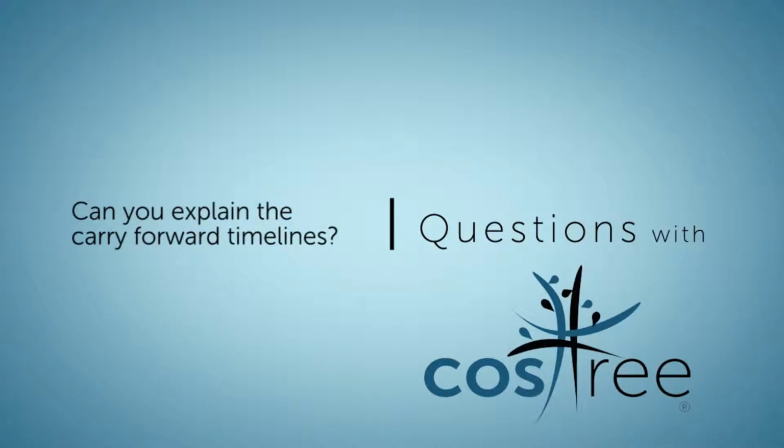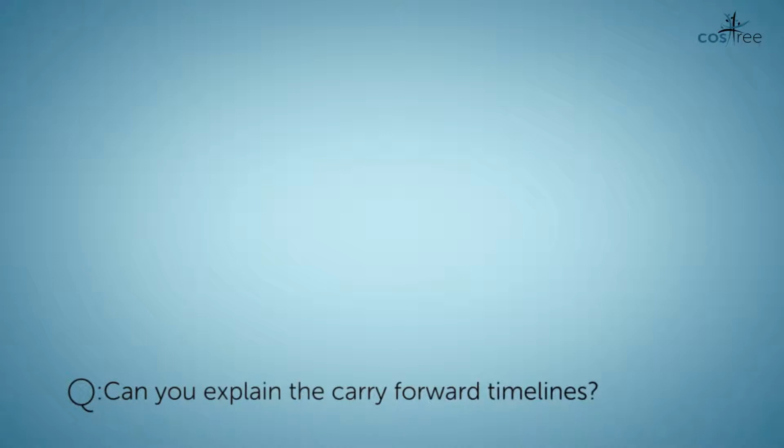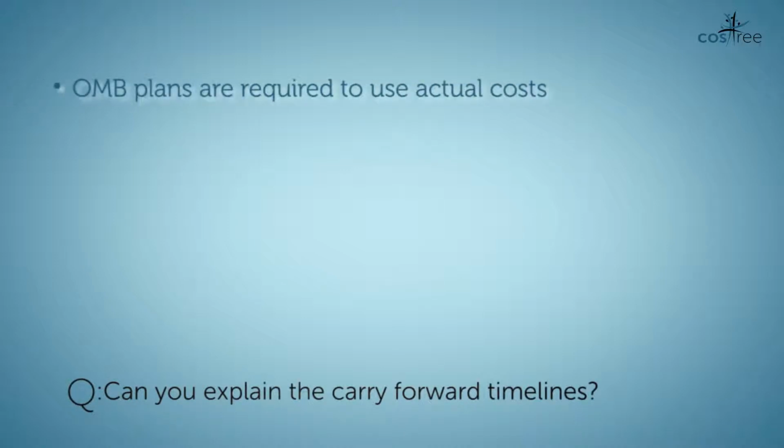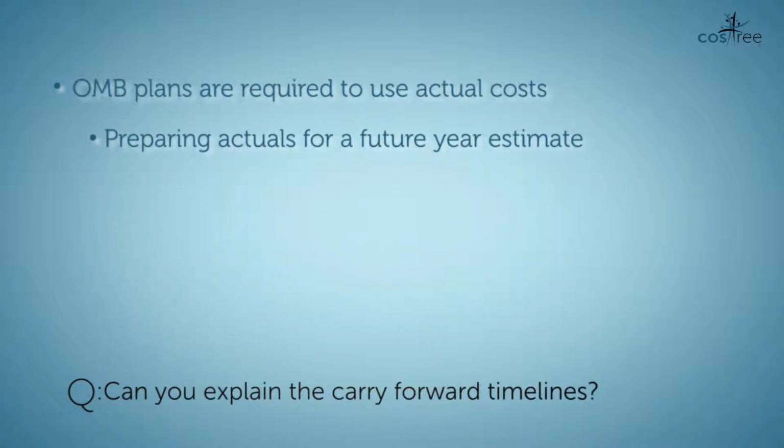Can you explain carry forward timelines? What happens is that in an OMB plan, it's required to use actual costs. Because if we're using actuals, obviously it's already happened. So you're not going to charge in that current year because it's already happened. So you're doing actuals for a future year estimate.